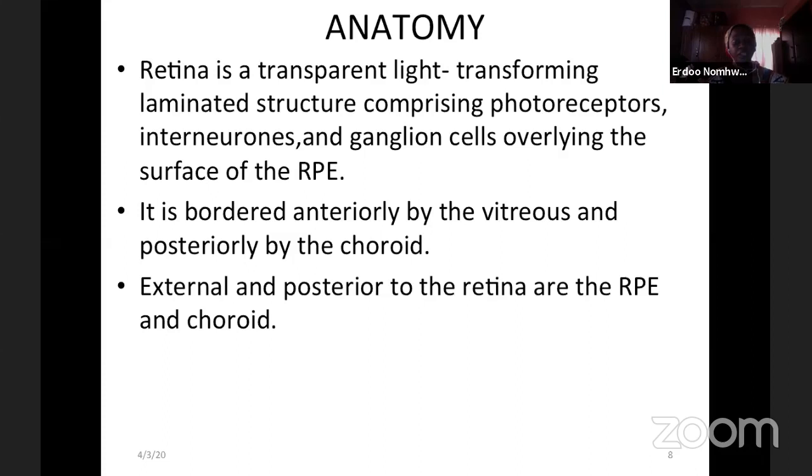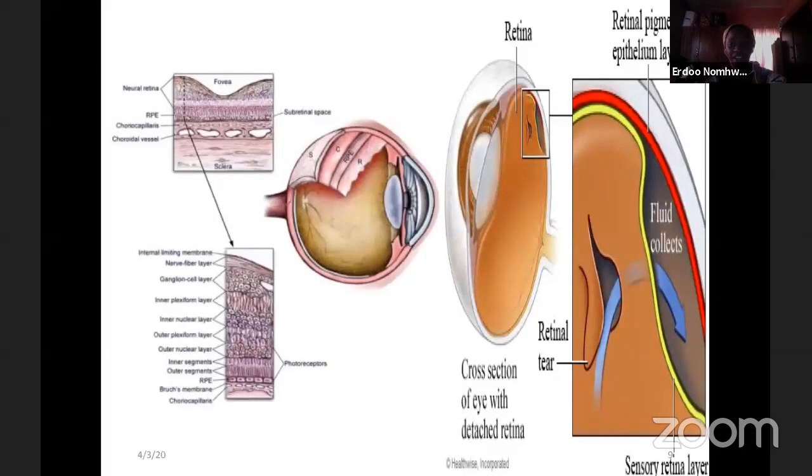Pigment epithelium. It is bordered anteriorly by the vitreous and posteriorly by the choroid. External and posterior to the choroid is the sclera. So this is just a diagram trying to explain what I just said. You have the cross section of the globe, and we can see the sclera. You have the choroid, the RPE, retinal pigment epithelium, and then you have the retina, and this is your vitreous in there.